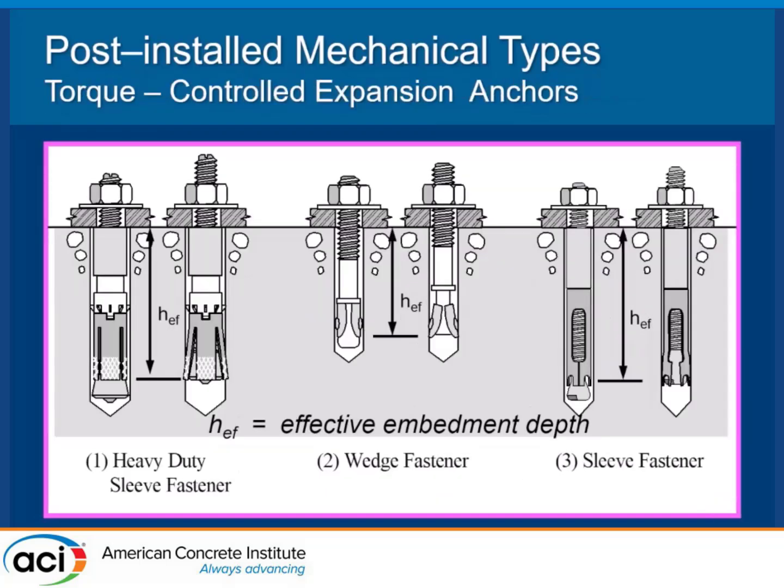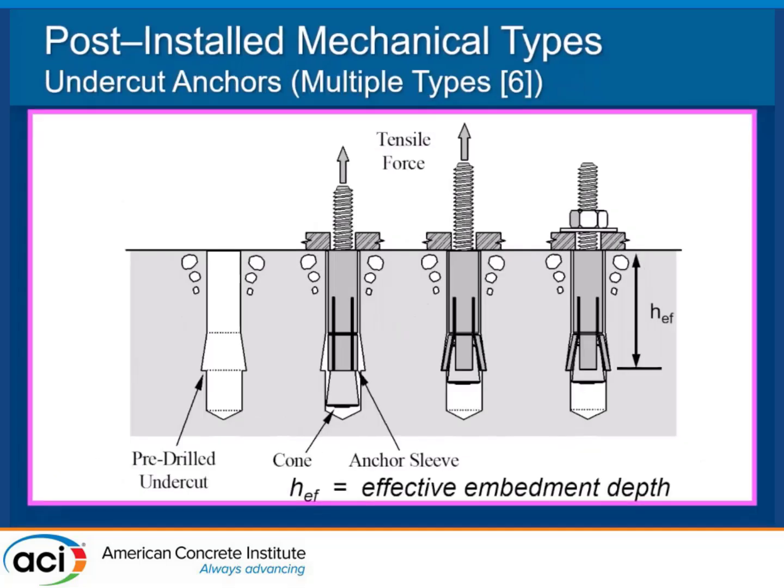Then we have torque controlled, means, okay, we put it in, we can tighten it, but if it cracks, you can actually further tighten it. You have the ability to go back and further tighten your expansion anchor. So if you have the wherewithal or the concern, or something happened and you have these type of anchors in the field, you have the ability to bring it back up to a better capacity.